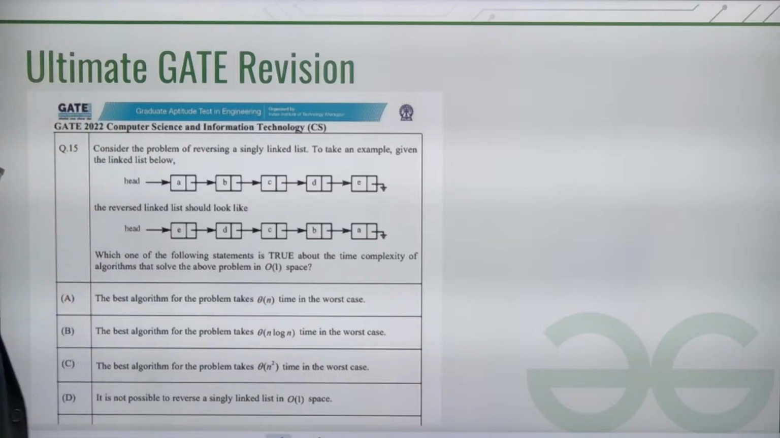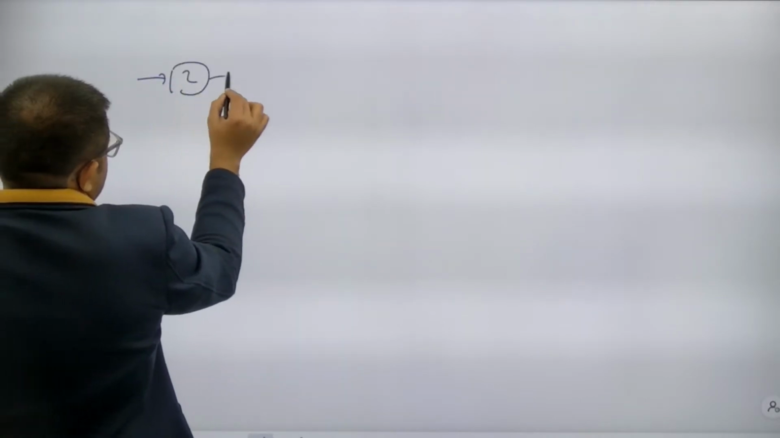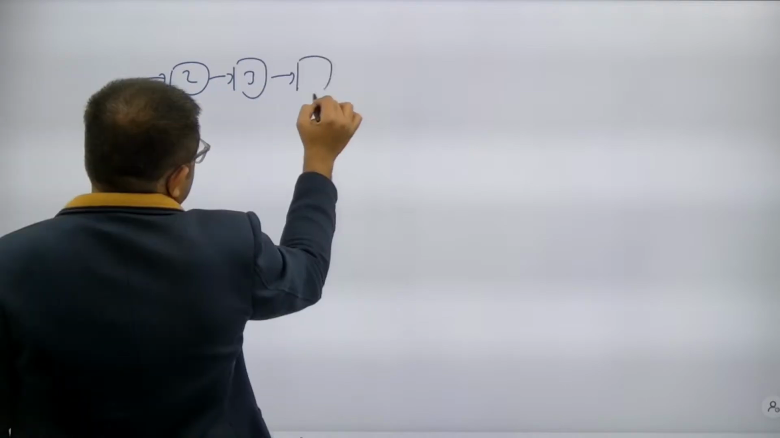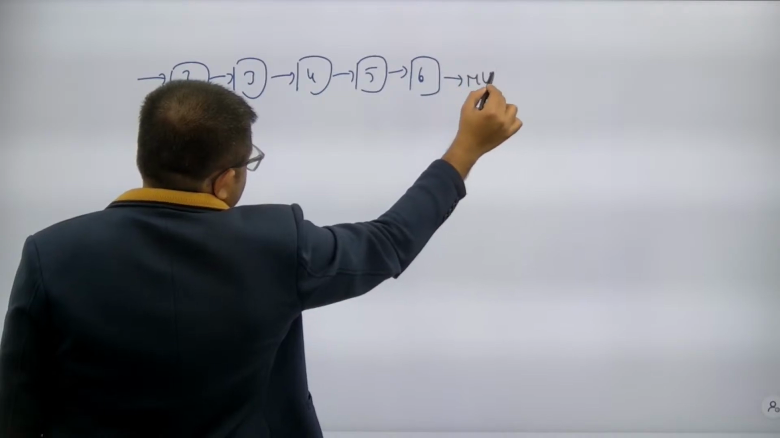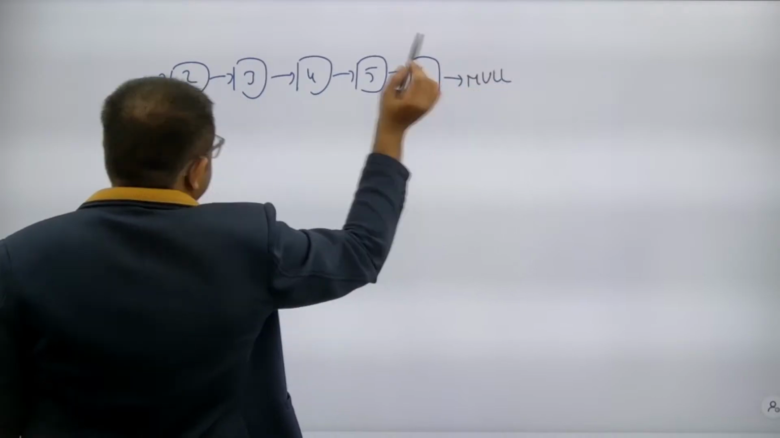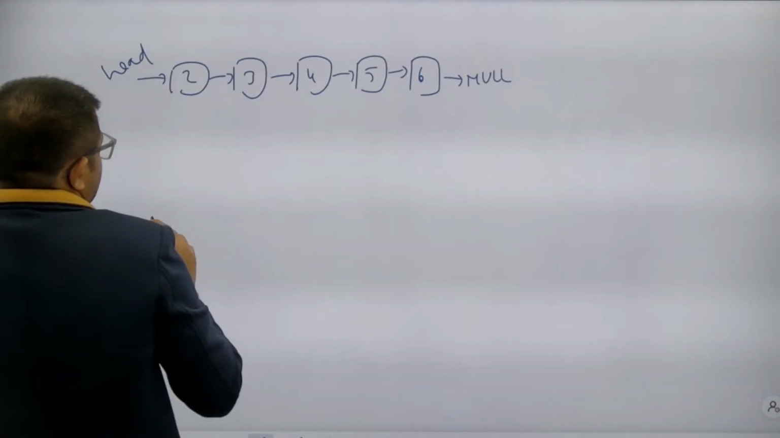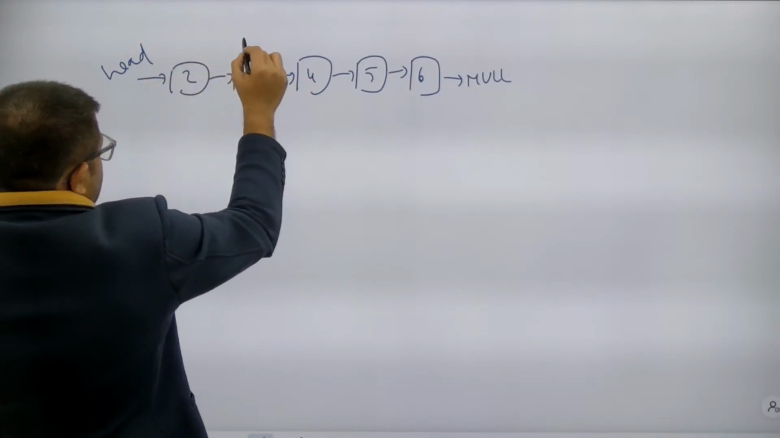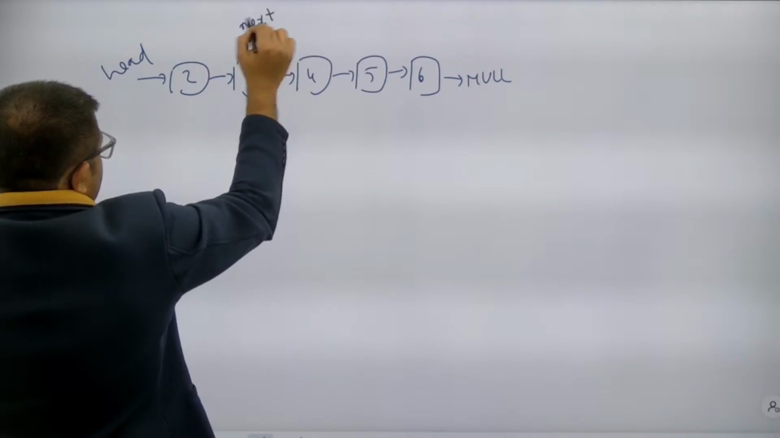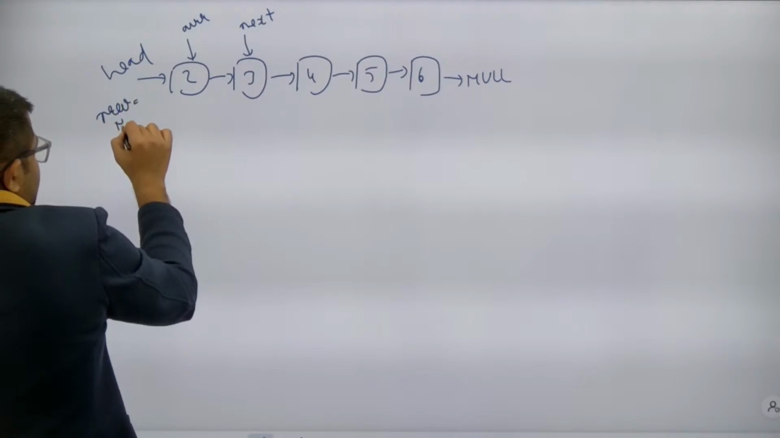So what is the best algorithm? The best algorithm works in big O of n time, right? So let's say this is your linked list, singly linked list. Okay, and this is your head pointer. So how do we do it? What we do is, I am not writing the code, but just to make you understand, we take a next pointer here, we take a current pointer here, and we have another pointer previous which is initially null.